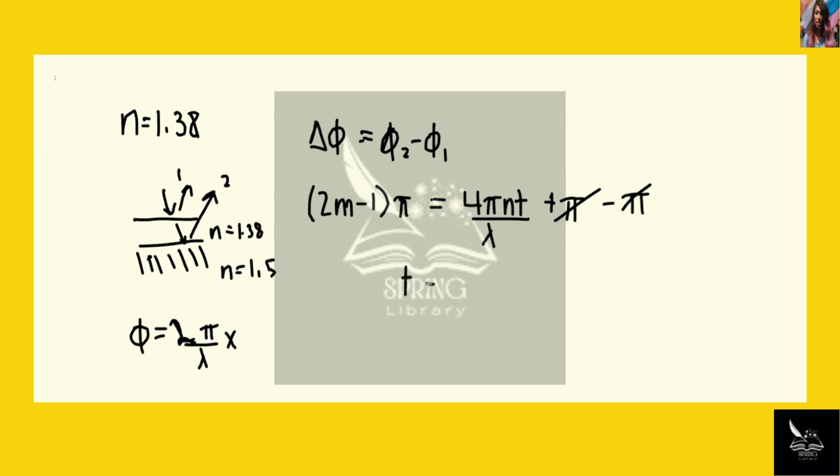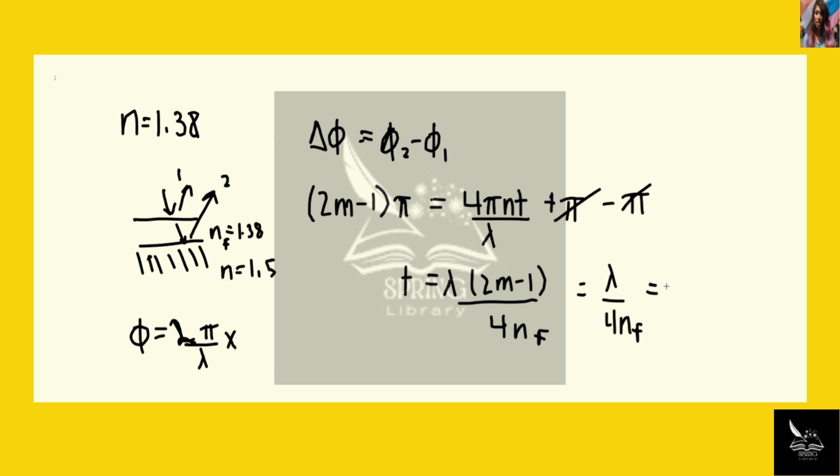So the thickness is going to be lambda. The thicknesses which would produce destructive interference are lambda times (2m minus 1) divided by 4n, and this needs to be n of the film, so let's call that nf. Now we want the smallest thickness, so we want to choose the smallest odd number. The smallest odd number is 1. So that's just going to be lambda over 4nf.